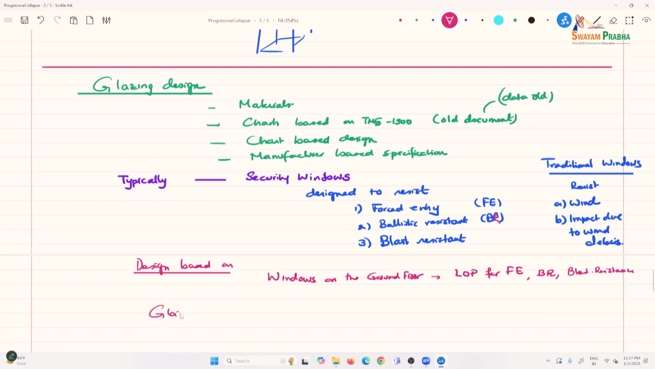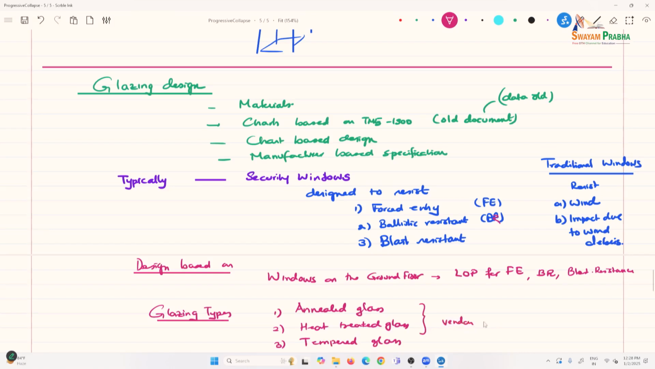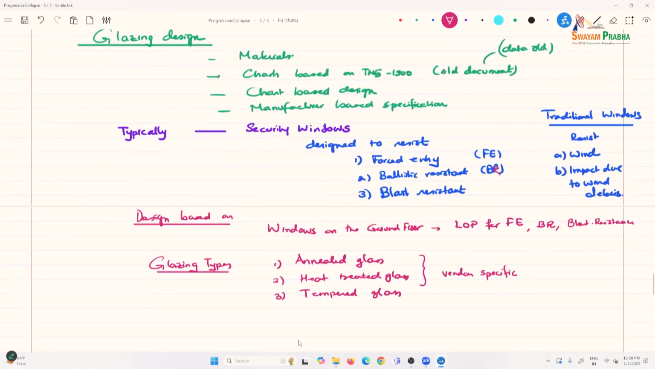Glazing types, you have several types that are used. One is annealed glass, basically heat treated glass is one. The annealing is in cooling form. Then you have heat treatment, and you have tempered glass. All of these are vendor specific. Look up the vendors for what is available now here locally.